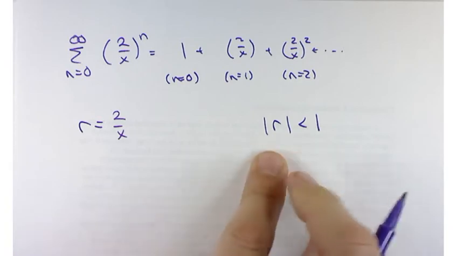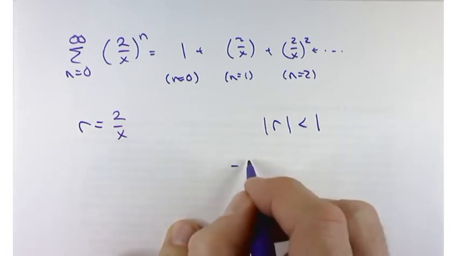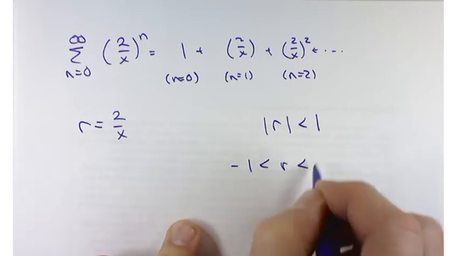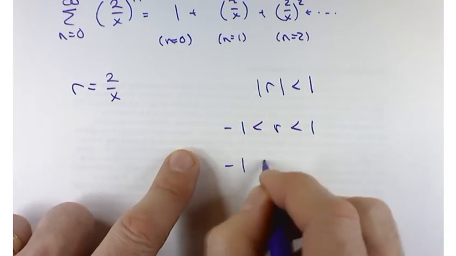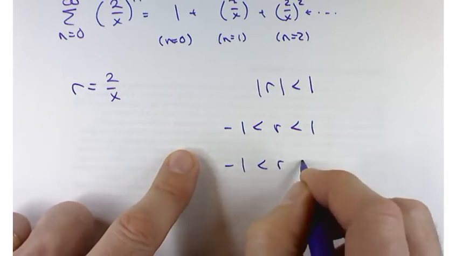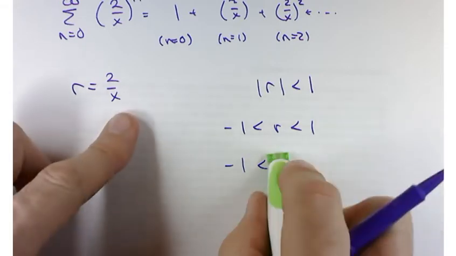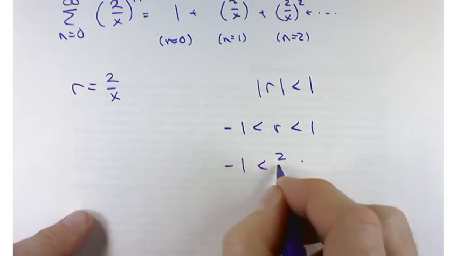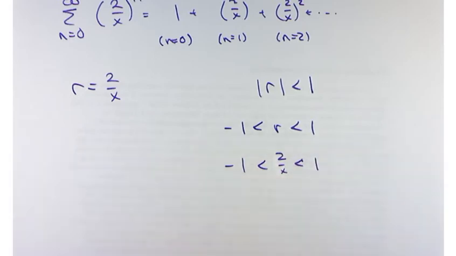If you solve this equation, then what it equivalently works out to is negative 1 is less than r is less than 1. And for us, r is 2 over x. So we've got to solve for x.